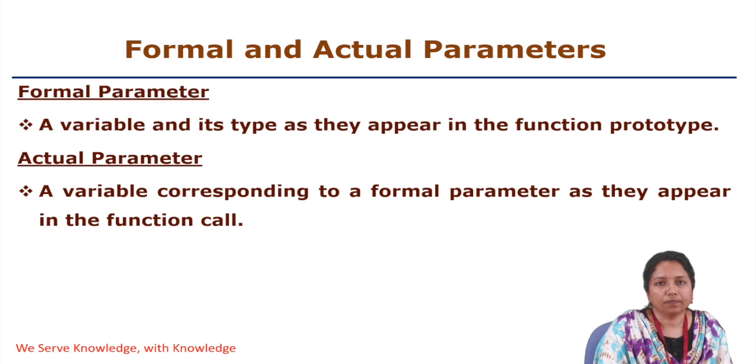So when we are using parameters in both the function prototype and the function call, these parameters we can divide into two, that is formal parameter and actual parameter. Formal parameters are variables and their types as they appear in the function prototype. So whatever parameters we are giving in the function prototype are called formal parameters. And whatever parameters we are giving in the function call are called actual parameters. So whenever a function is called, the values in the actual parameters will be substituted in the variables in the formal parameters.